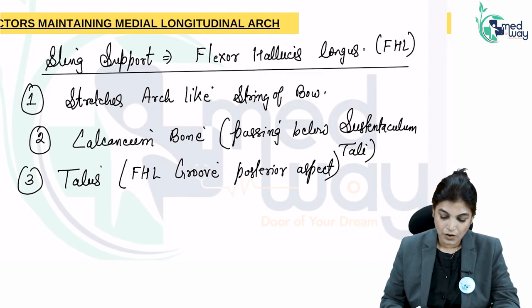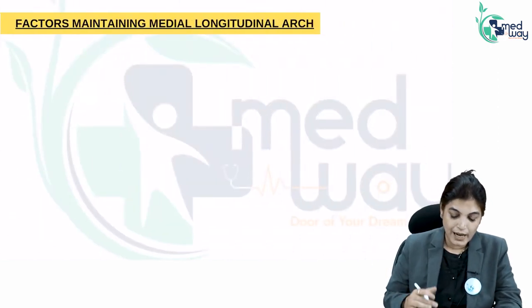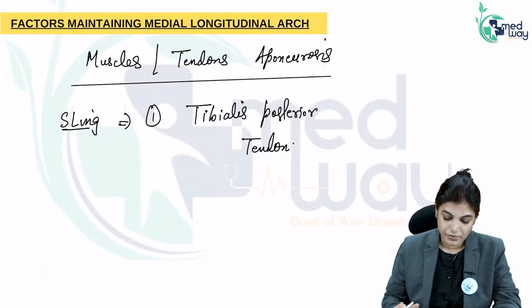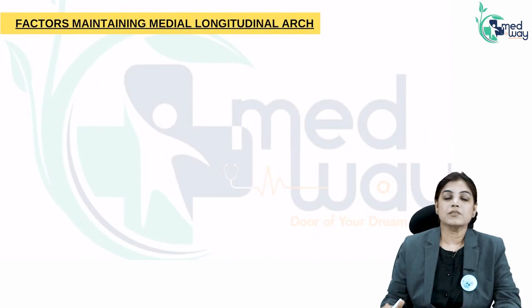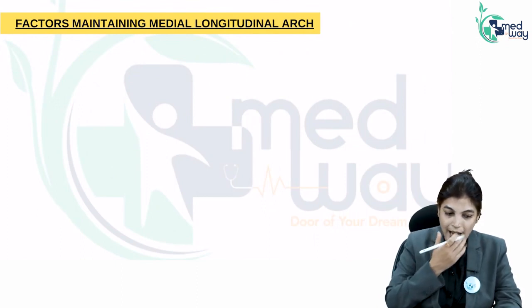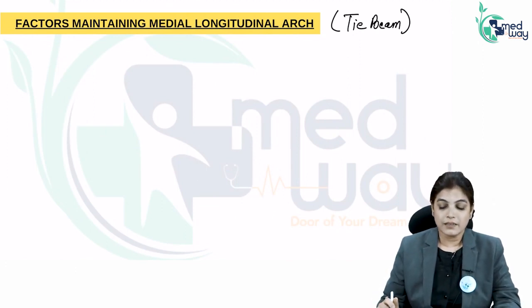So done with this. Now the next support system is the tie beam. We have talked about the sling support, and the next support which is given by the aponeurosis and the muscles of the sole is acting as a tie beam. So you can just write tie beam, keeping all the bones and the structures together.